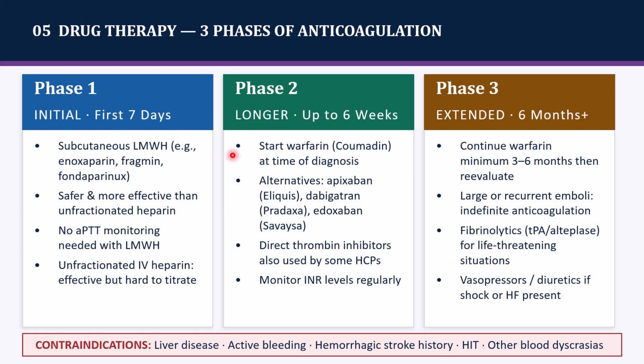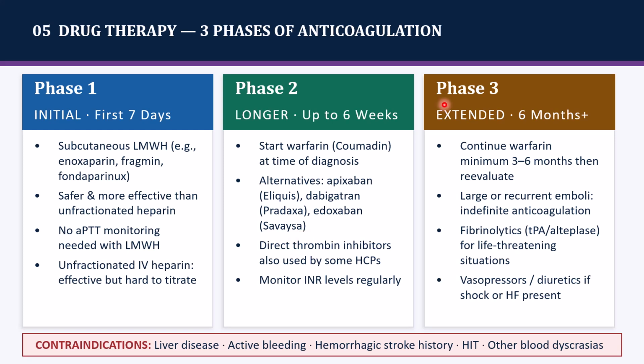Starting at the time of diagnosis, not when you finish the heparin, but right from the start, you also begin warfarin, brand name Coumadin. This is an oral anticoagulant that takes a few days to reach therapeutic effect, which is why it overlaps with the heparin initially. Alternatives to warfarin include the newer oral anticoagulants like apixaban, brand name Eliquis, dabigatran, brand name Pradaxa, and edoxaban, brand name Savaysa. Direct thrombin inhibitors are also sometimes used.